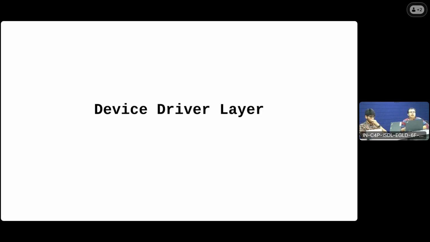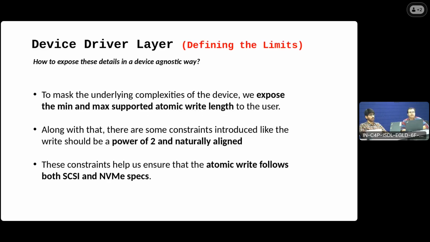So once you have a device which is atomic write capable, that is where the changes in the various layers of the Linux stack will be useful, so that databases can eventually use this to support atomic writes and disable full page writes, or other features in their databases, which Ojaswin just explained. So let's talk about the device driver layer.